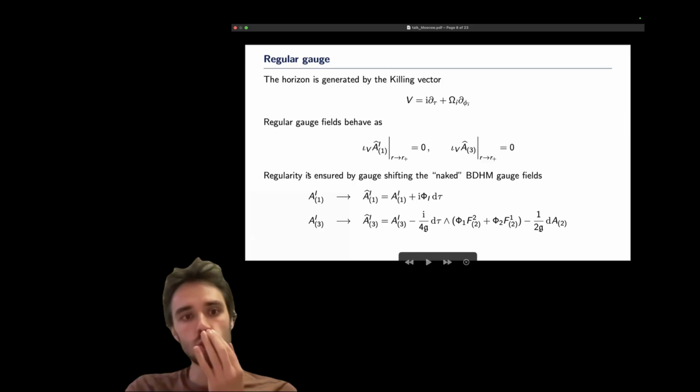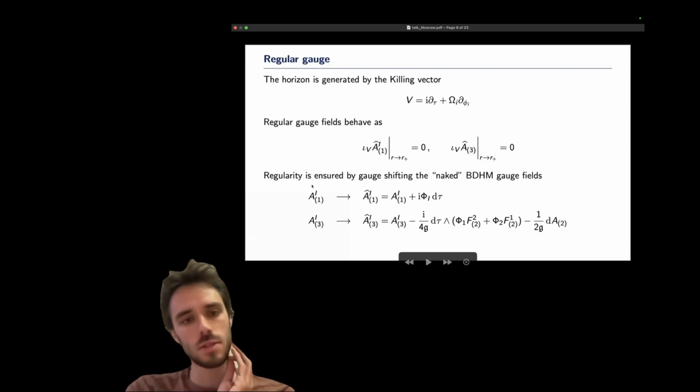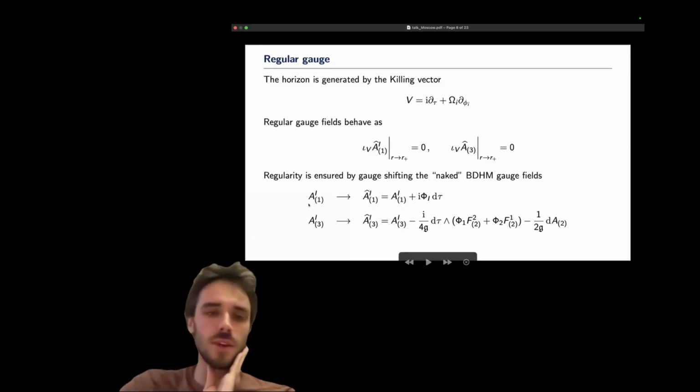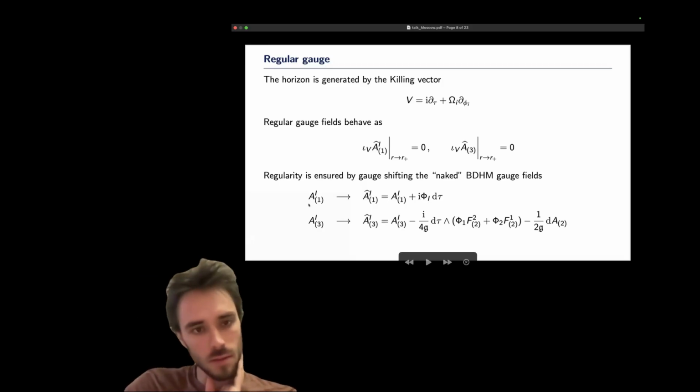And this is ensured if you do the following. This wording here is a little bit frustrating, but I will explain. These are the original gauge fields in which the black hole was written down in 23. These gauge fields at infinity go to 0. Okay? So that's what I mean by naked.